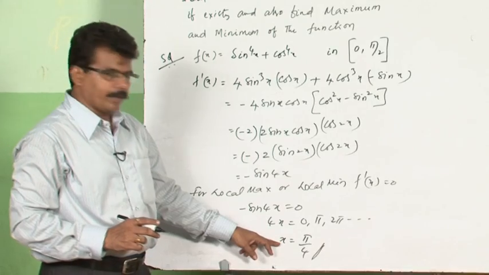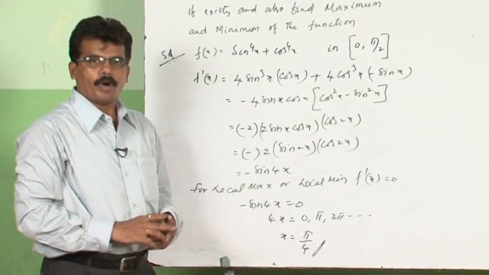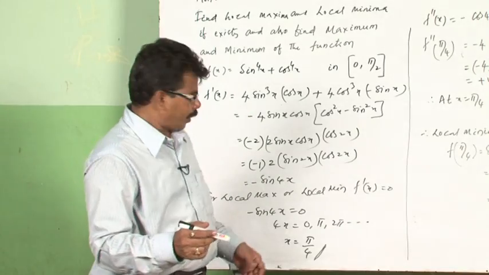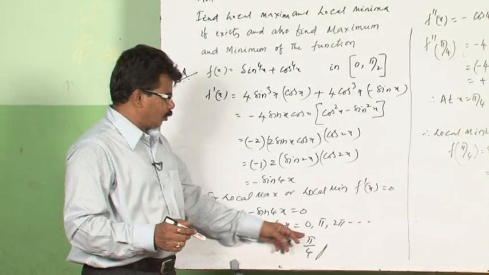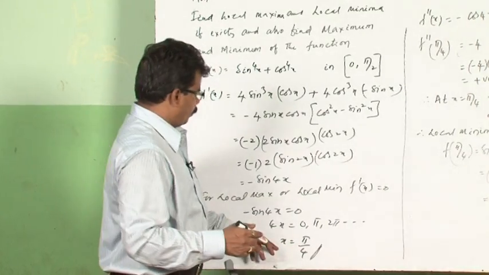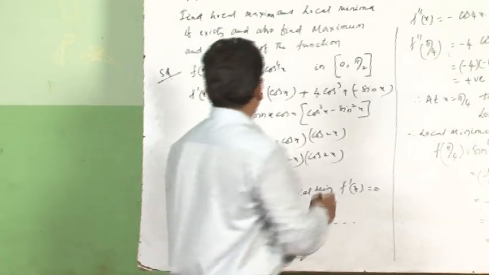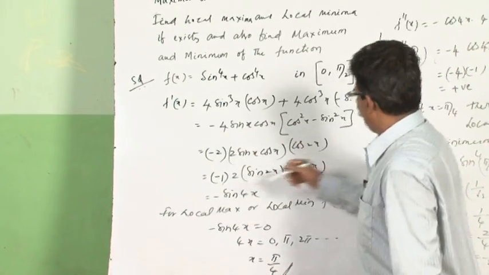Now, we will find out f double dash at this point. So, we have one critical point, that is x is equal to pi by 4. Now, first let us find out the second derivative. What is the second derivative of f x?